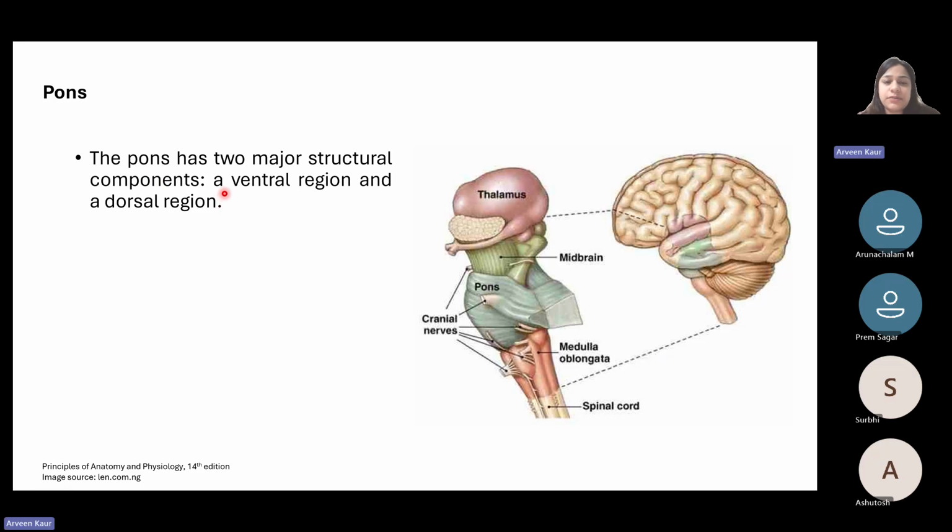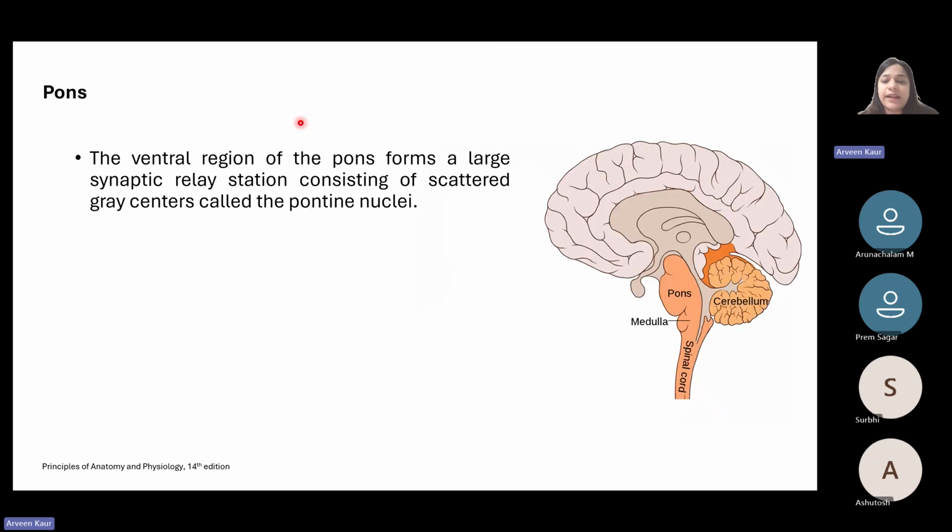So it has two major structural components, one is a ventral region and the other is a dorsal region, right? The ventral region of the pons, ventral meaning towards this front side and dorsal meaning towards this back side, right? So the dorsal region will be facing the cerebellum and the ventral will be towards the front.